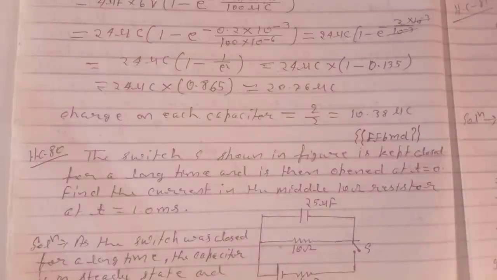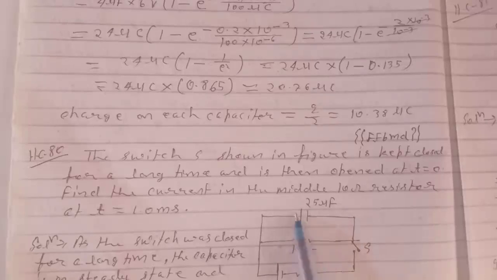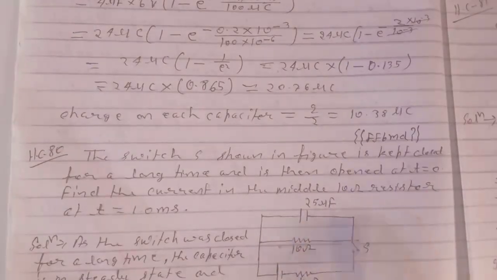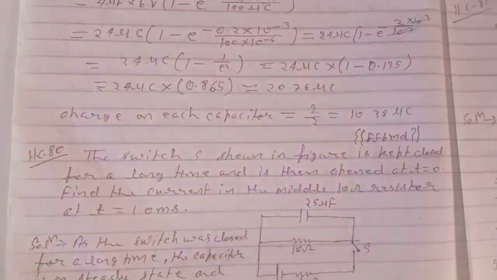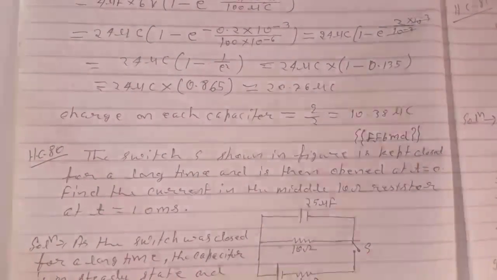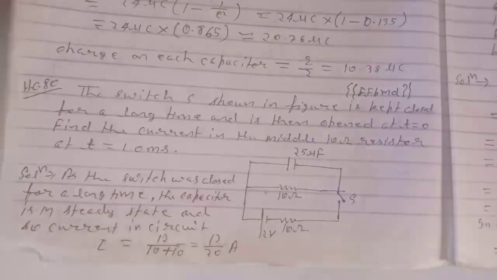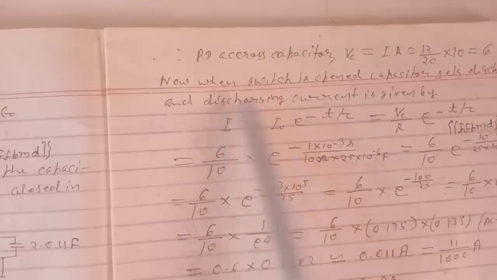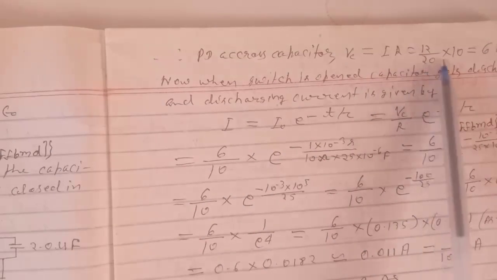As the switch was closed for a long time, the capacitor is in a steady state, that is the capacitor becomes fully charged, and so no current will flow through it. So the current in the circuit will be 12 by, since it is in series, 10 plus 10, equal to 12 by 20 ampere. Hence the PD across the capacitor, Vc, equals I into R, or 12 by 20 into 10, which is 6 volt.